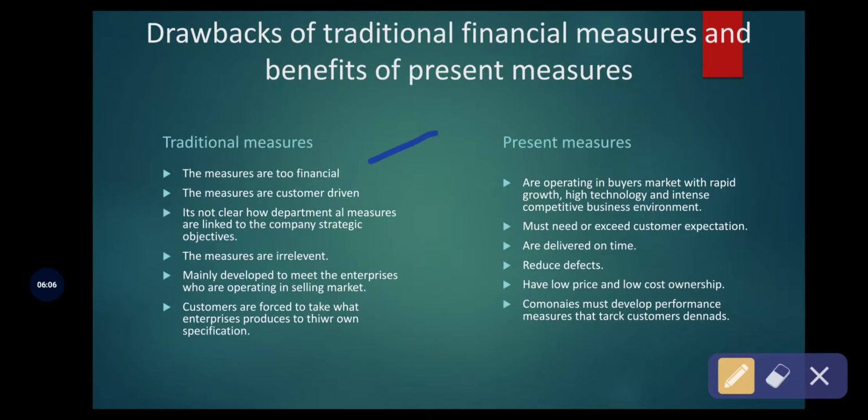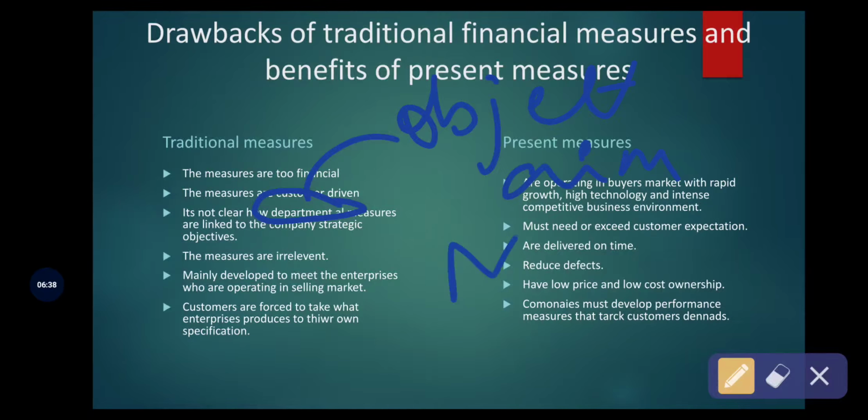Next, the measures were not customer driven. Their main aim was not to satisfy the customer, their main aim was to earn the profit. So they did not care about the customers' well-being. Next are the departments working in the business organization. The departments' objectives and aims were not matching with the company's aim.